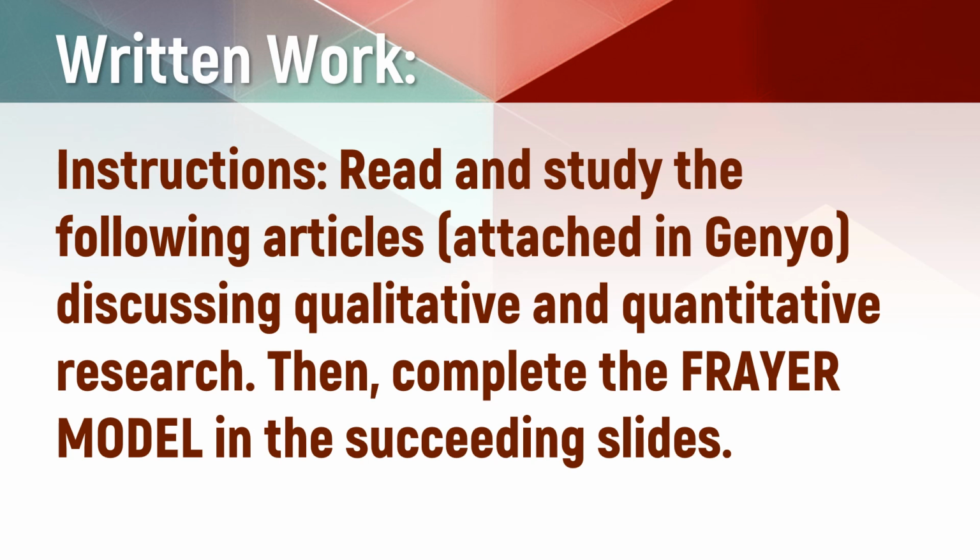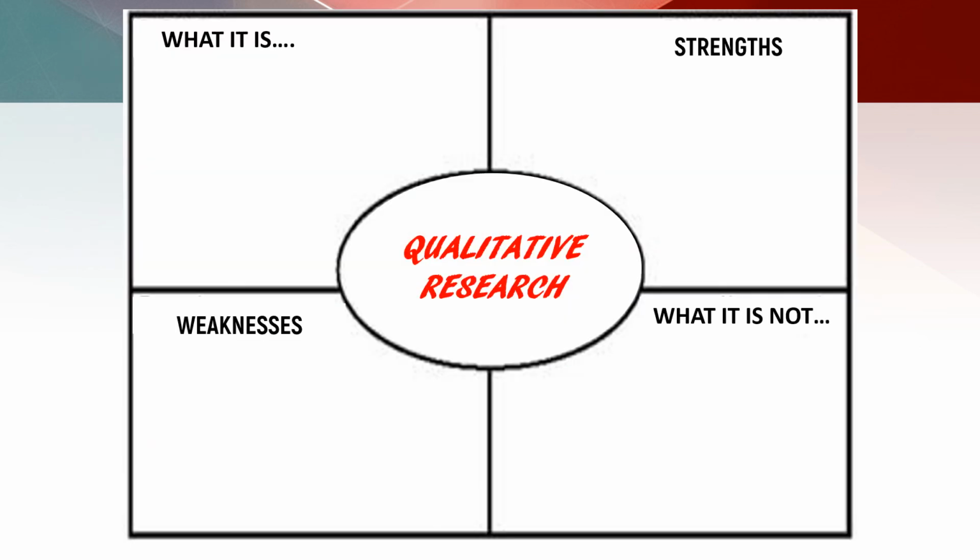Now, for your written work, I want you to read and study the following articles that I attached in Genio. The articles are about qualitative and quantitative research. And then I want you to complete the Frayer model in the next slide. So this is the Frayer model. I also attached this in your Genio package. And then I want you to submit this to my Gmail. Okay?